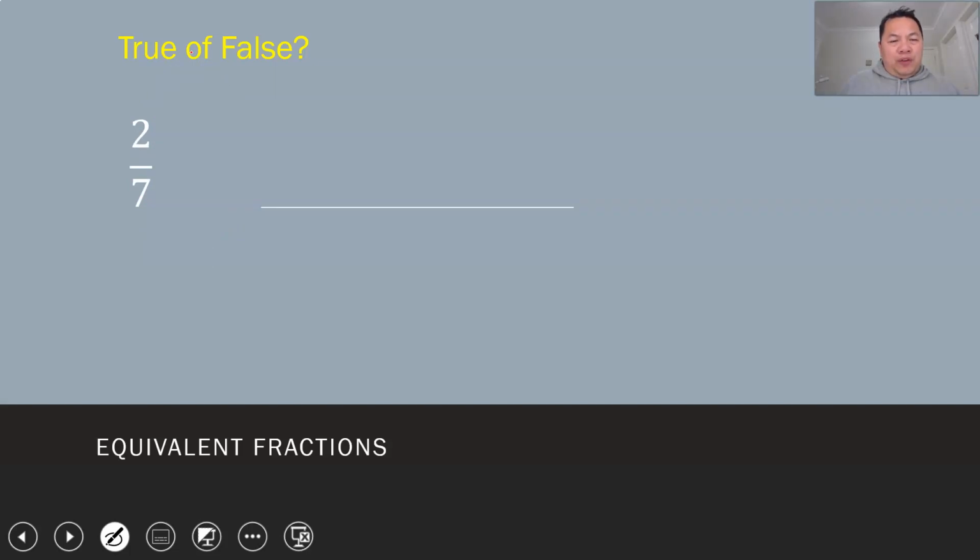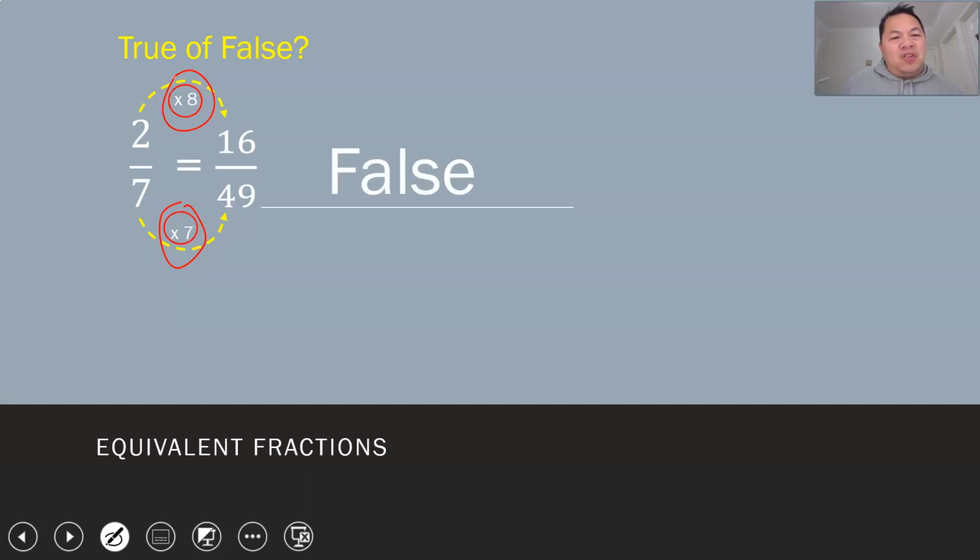What about this one? True or false? 2 over 16 and 4 over 9. 2 times 8 will give me 16. 2 times 7 will give me 49. But they are of different numbers. So that's the reason why we say it is not true. It's false.